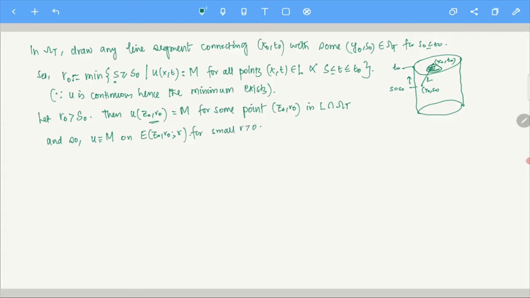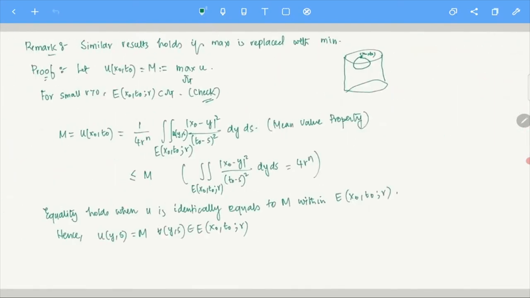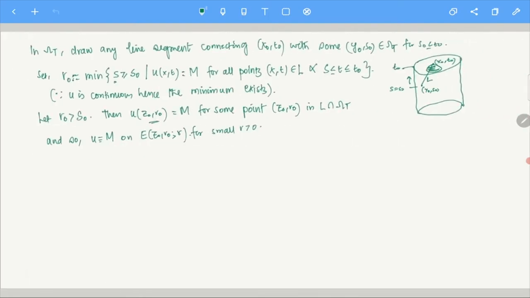See, so I have a new point z naught r naught, where I am saying that the maximum m is attained. If that is happening, then I can do the exact same procedure here. So now my new point is z naught r naught, and for that point I can do the exact same procedure, and I can say that u is m in that heat ball. So essentially here also I can say that in a heat ball around z naught r naught and radius r, u is equivalent to m. Okay, exactly following the same argument.